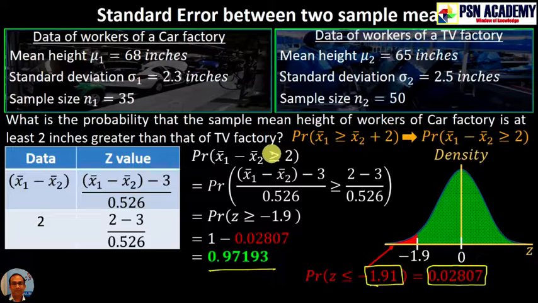That's all in this video regarding standard error. We will have a detailed discussion about sampling distribution in a separate video.